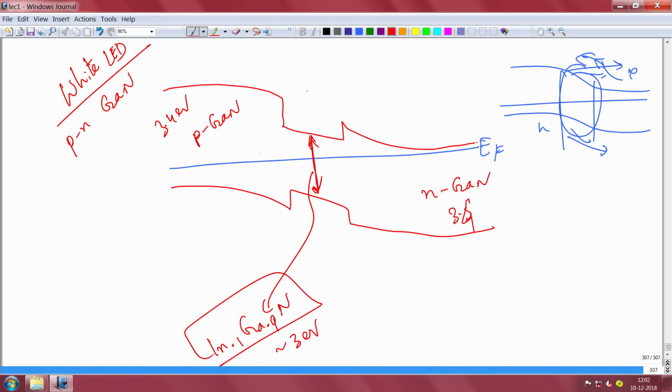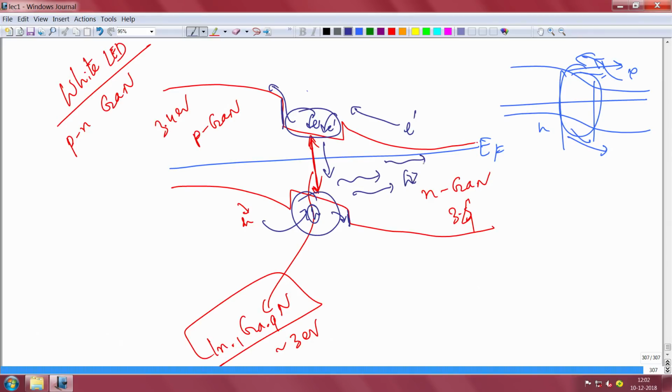So what will happen is that when holes come, they will fall back here and they will not be able to go out because there is a barrier here. Similarly, when electrons go this side, if they fall back here, they will not be able to come out easily because there is a barrier here. So electrons will spend more time in the well, holes will spend more time in the well, they will get more time to recombine, and then they will emit light, h nu.